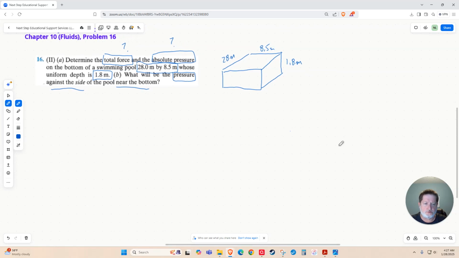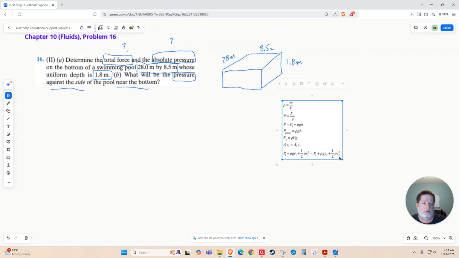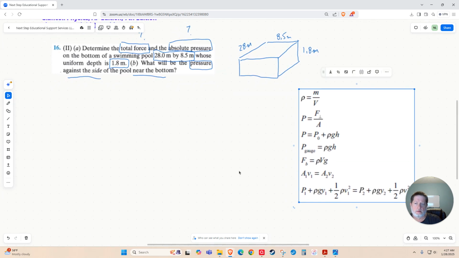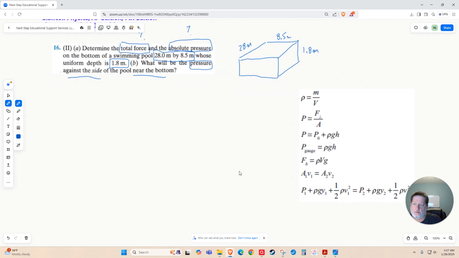So if we go reference our fluids related equations, we have these to work with. We're looking at the bottom of the pool here. The absolute pressure they're looking for at the bottom, as we discussed, is going to be a combination of the pressure due to the water plus the pressure due to the atmosphere. So we're going to have to add those two together.